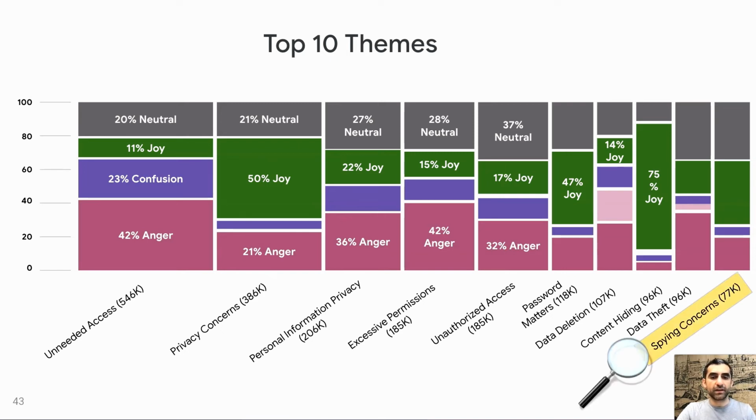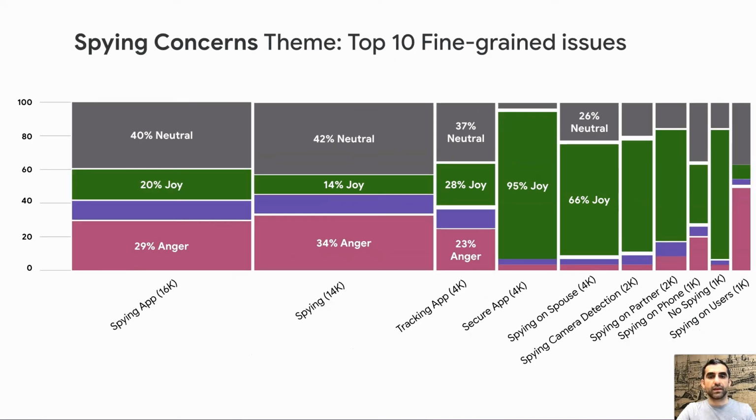Next, we will drill down into the top fine-grained issues within the spying concerns theme. We can see a variety of aspects, such as general spying mentions, tracking, spying on spouse, spying camera detection, etc. It's surprising that some of these issues, such as spying on spouse or partner, get a lot of joyful emotions, and it would be interesting to delve deeper into them in future research.